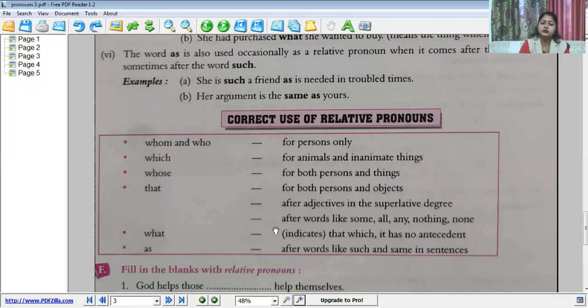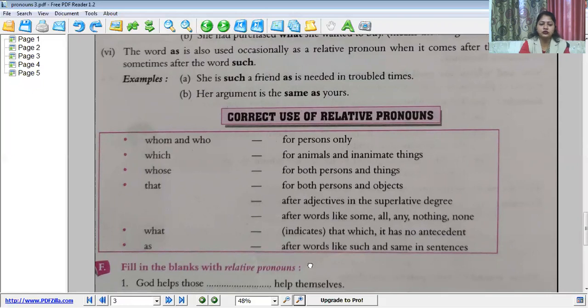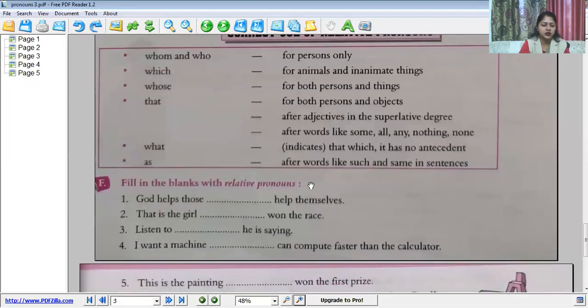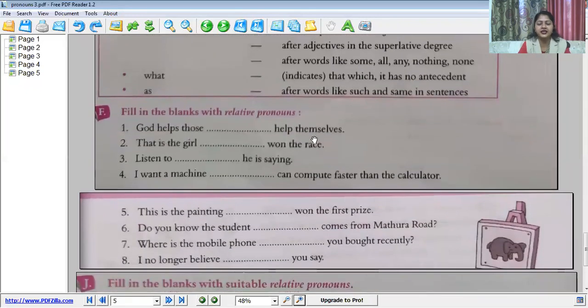Okay, children. Let's move on to do the F exercise. Now we have only some sentences here. We have 8 sentences. God helps those who help themselves. What relative pronoun have we used? Who. That is the girl who won the race.